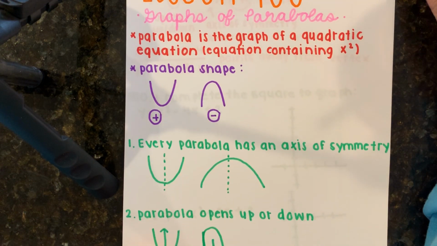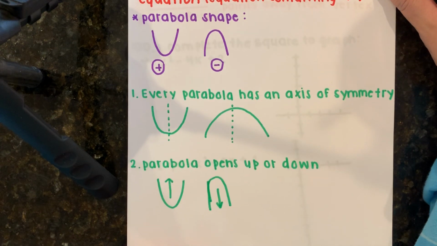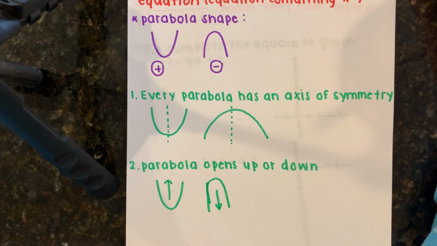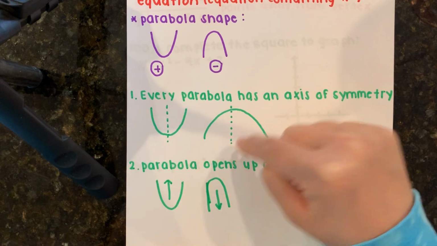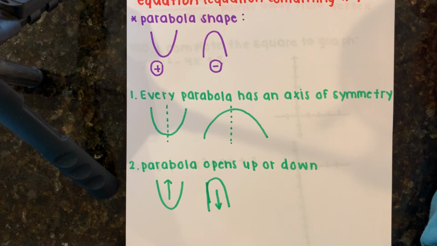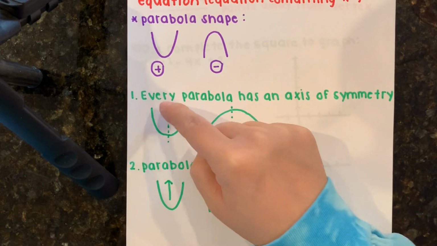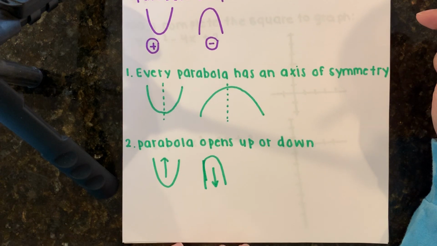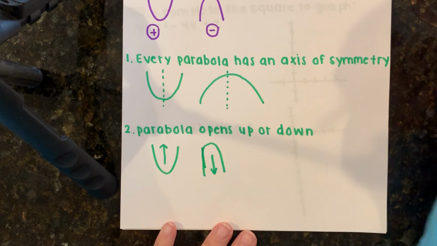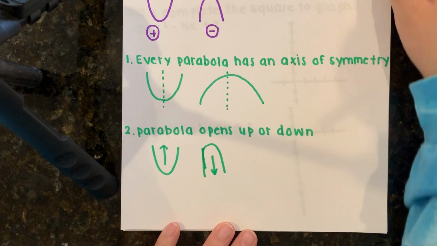So a couple things you need to know about a parabola is that every parabola is going to have an axis of symmetry, meaning that it's symmetrical about one line, and that's that dotted line in the center. And then that's going to start on a vertex, and that will be a point on this line. And then a parabola is either going to open up or down. So up if it's positive, and then down if it's negative.